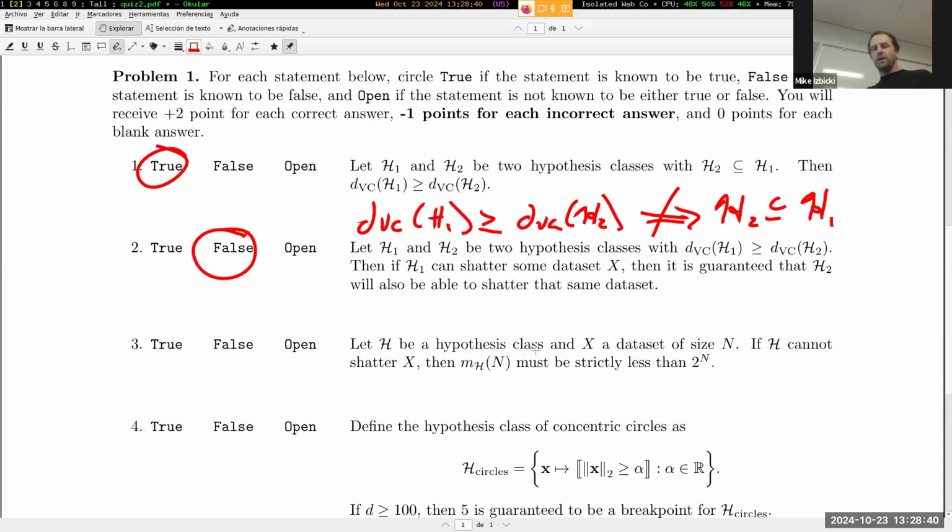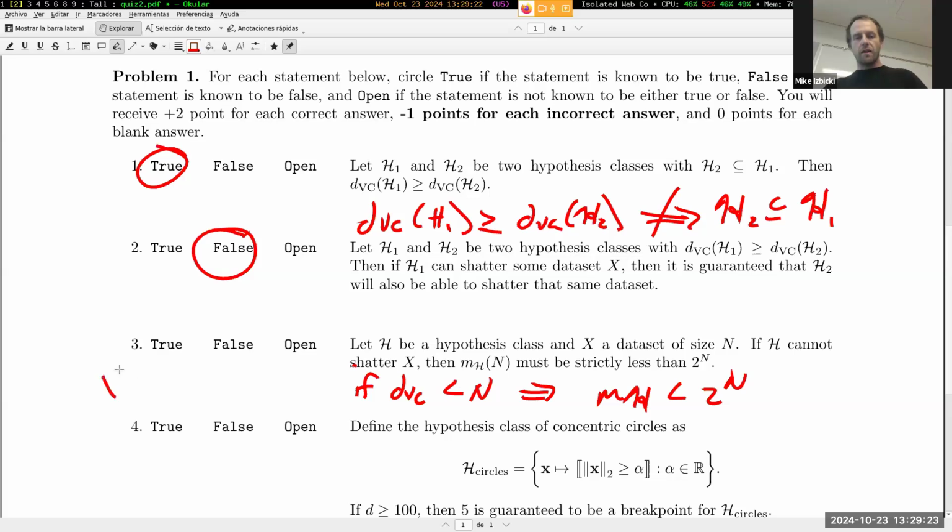Number 3. Let H be a hypothesis class and X be a data set of size n. If H cannot shatter X, then the growth function of n must be strictly less than 2 to the n. It is the case that if the DVC is strictly less than n, that will imply that the growth function also is strictly less than 2 to the n. But just because there is one data set X of size n that we cannot shatter, that does not imply that the VC dimension is less than n.